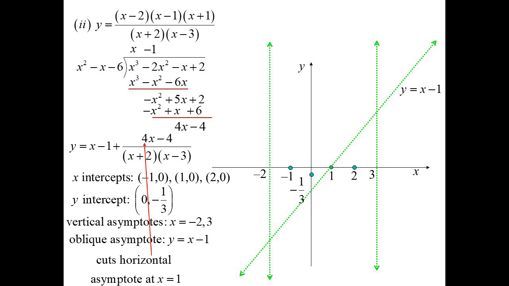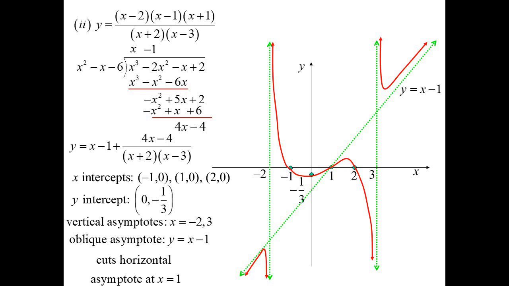Okay, so we're going to go through all of these points, starting at the left-hand side. Well, again, there's no x-intercept here, so it can't be on the top of this oblique asymptote. It must be below. So in this little triangle down here, so I must do something like that.